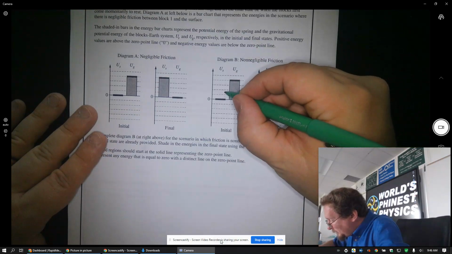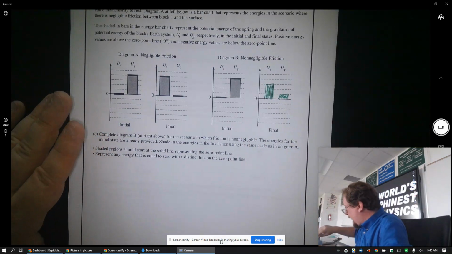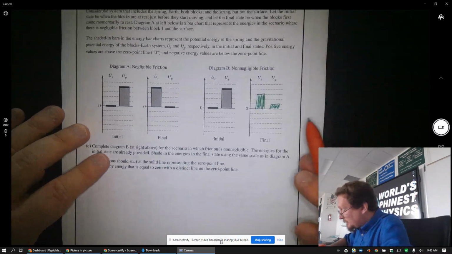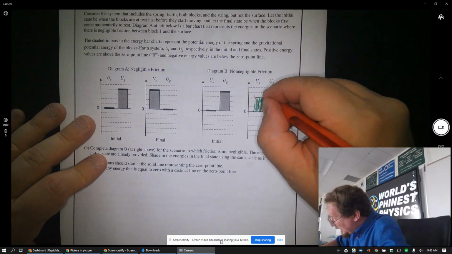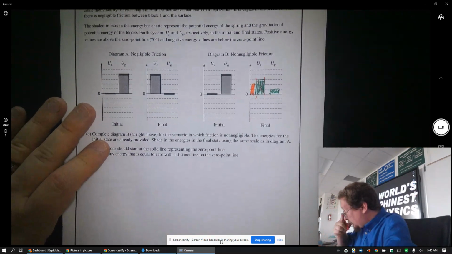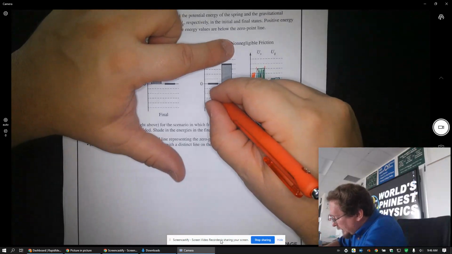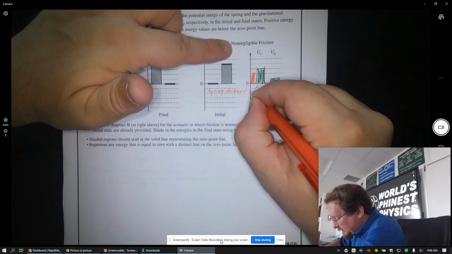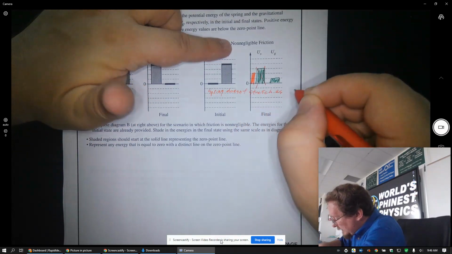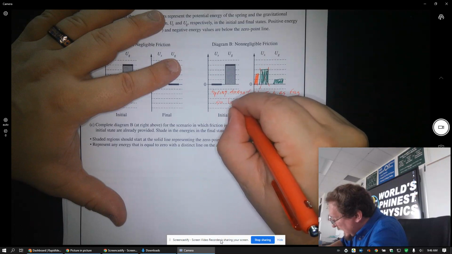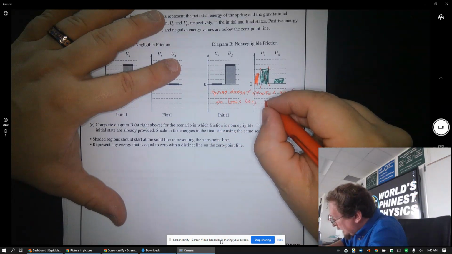Did I? 1, 2, 3, 4. I did not. Okay, so what I'm going to do is, first of all, do everything in pencil. The second thing I'm going to do is say no, and do maybe like that right there. And I'm going to maybe make a note to the reader that says, spring doesn't stretch as far. Maybe I can do that down here. So less U_S.